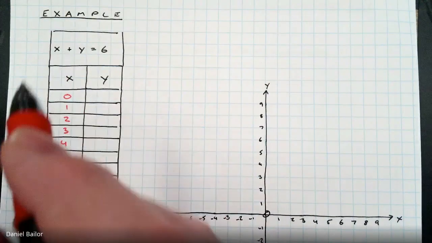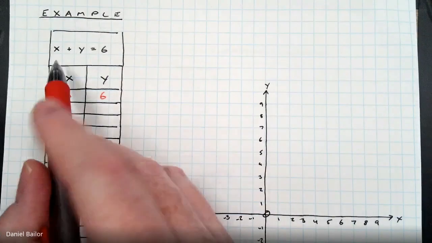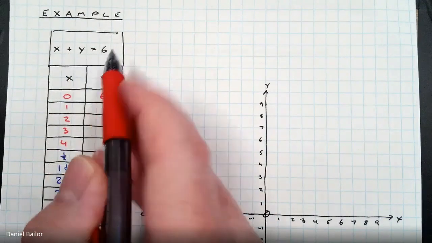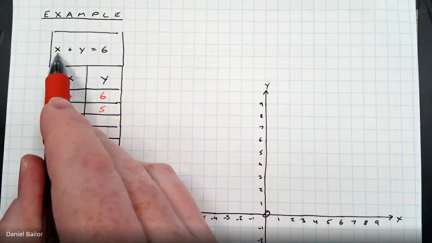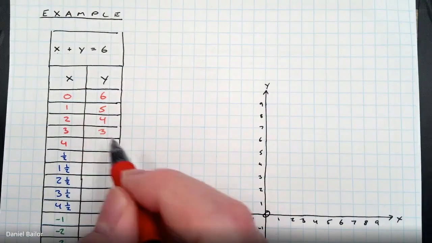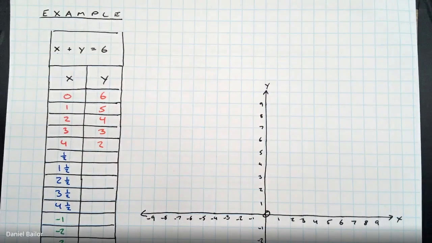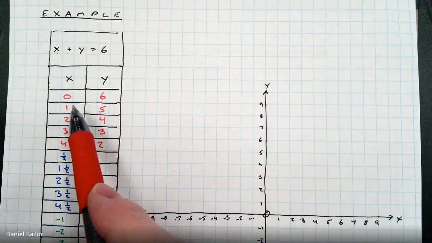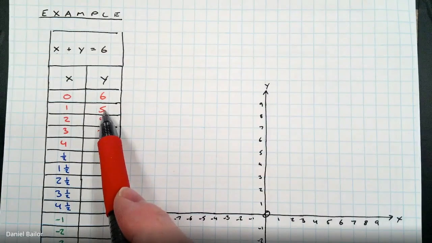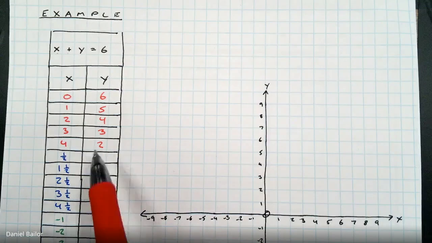Well, if x is 0, 0 plus 6 equals 6. If x equals 1, 1 plus 5 equals 6. 2 plus 4 makes 6. 3 plus 3 makes 6. And 4 plus 2 makes 6. Those are all the red solutions we have. When x is 0, y is 6. When x is 1, y has to be 5. X is 2, y has to be 4. X is 3, y has to be 3. X is 4, y has to be 2.